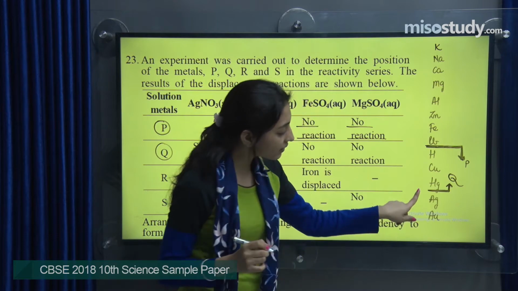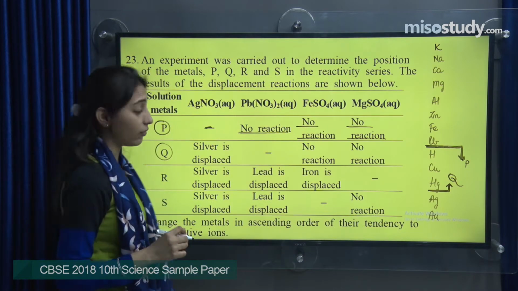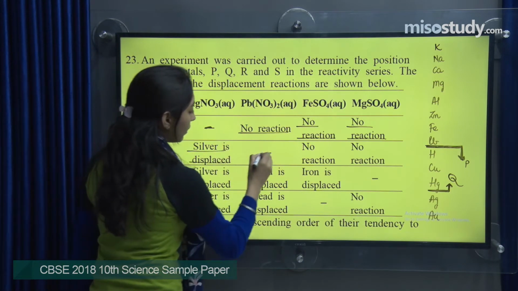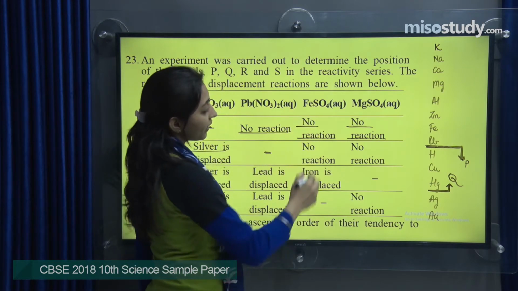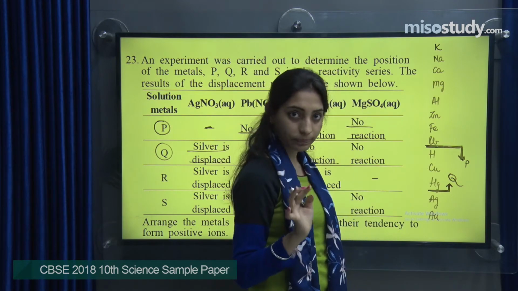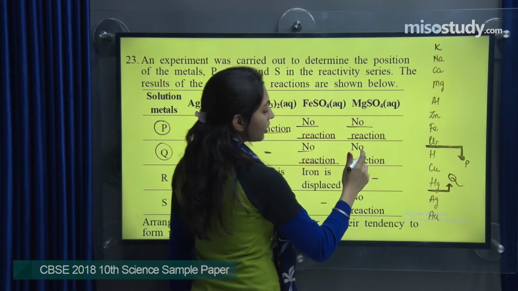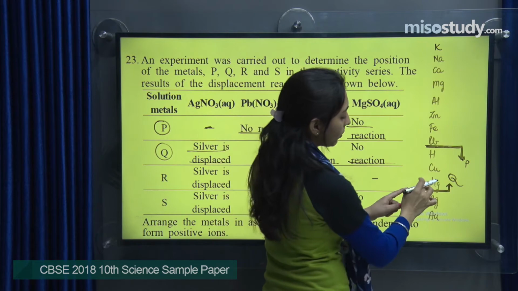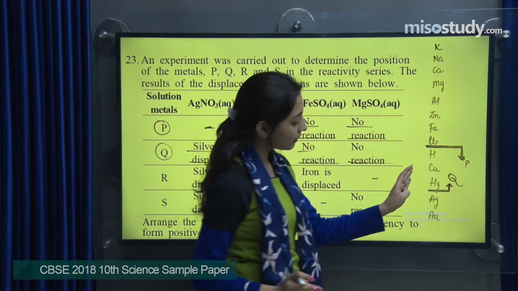Somewhere here, because that is the reason why it will displace silver. Okay. So here nothing. And here when it is added to FeSO4, no reaction. So it must be below FeSO4. Okay. And for MgSO4, again no reaction. So it must be below Mg also, since it is below.